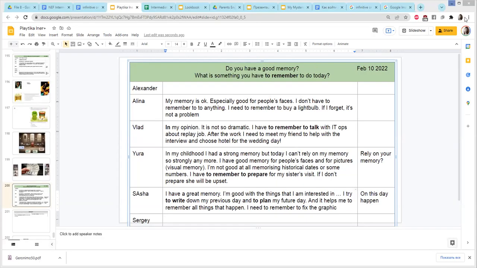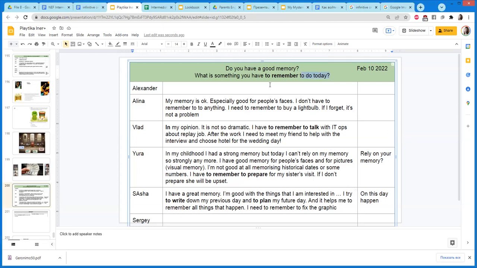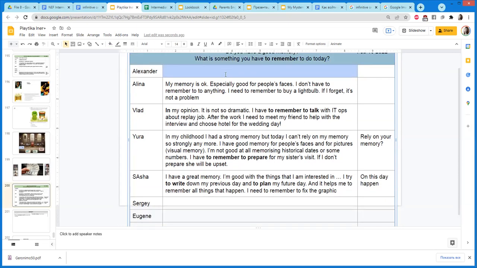Hello once again, those who are watching this in the recording. It's the 10th of February, and we're looking at the difference between infinitive and gerund. We started to talk about things that you need to remember to do today, whether you have a good memory.